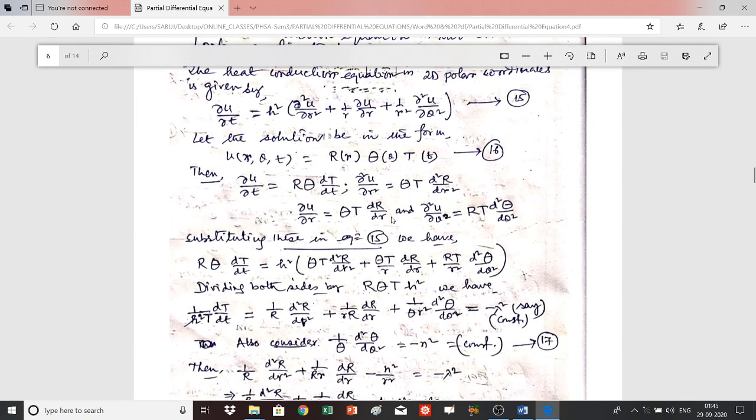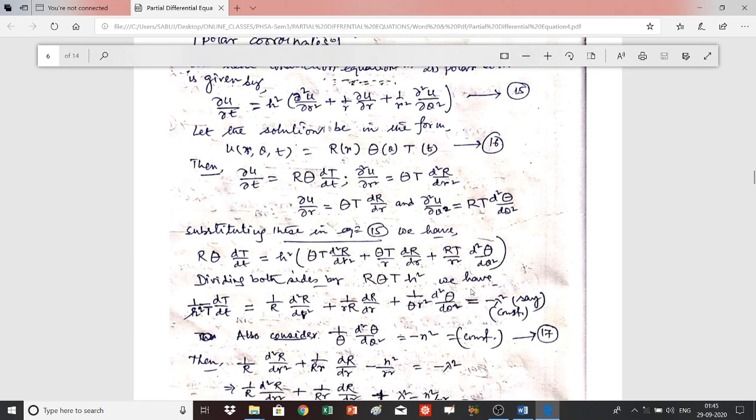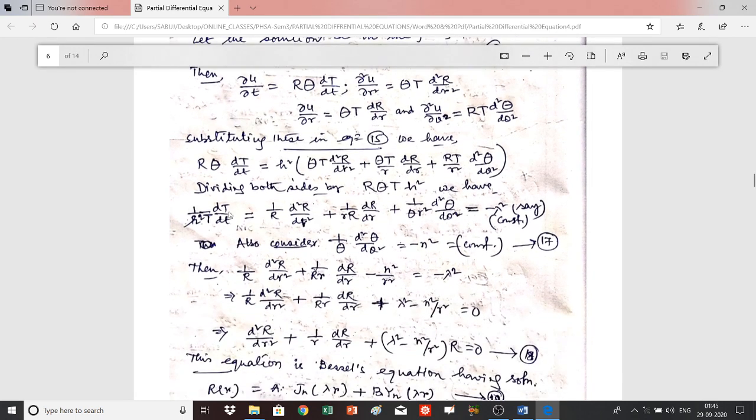So after doing that, we can get RΘ dT/dt = h²[ΘT d²R/dr² + (ΘT/r) dR/dr + (RT/r²) d²Θ/dθ²]. So equation number 15 is converted to this equation. Now dividing both sides of this equation by RΘT into h², you can achieve from this equation as 1/h².